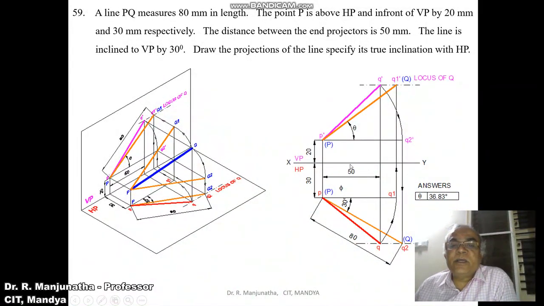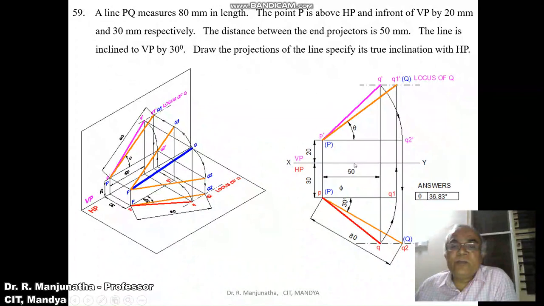So this is how you will be able to analyze this in the sketchbook. First we are going to draw the XY line to draw the solution in the sketchbook. So first we are going to draw the XY line and you mark XY and VP, HP. As we know, the distance above HP is 30 mm, above HP is 20 mm, and in front of VP by 30 mm.